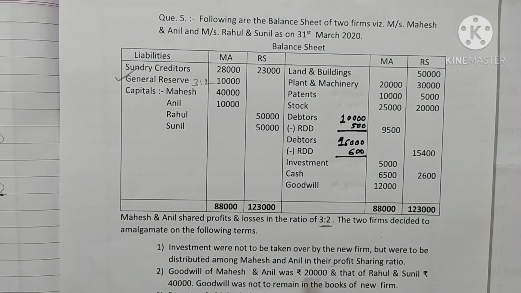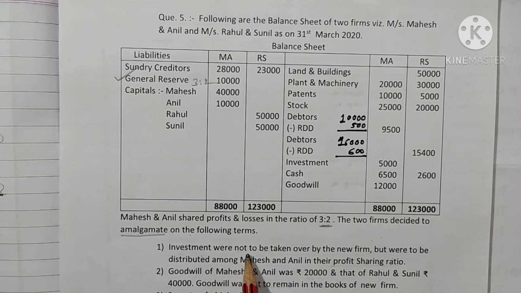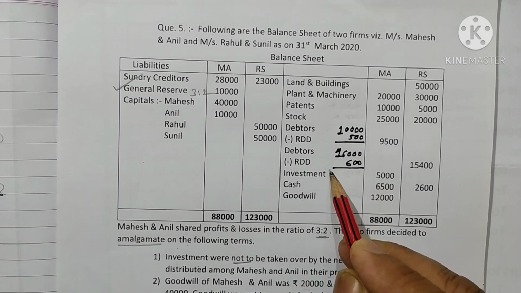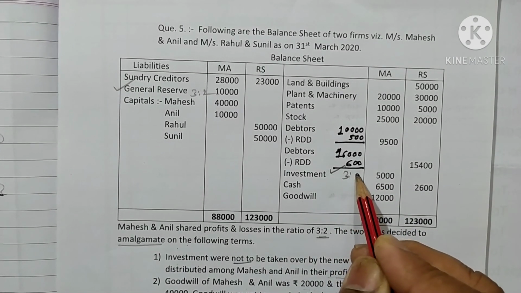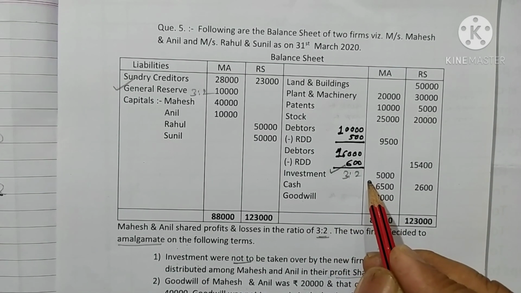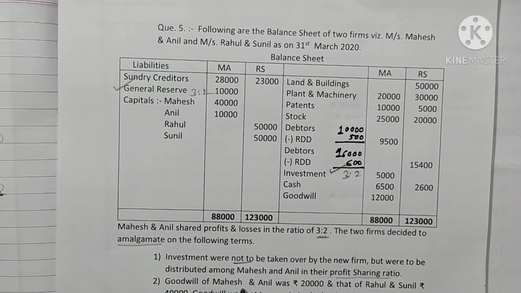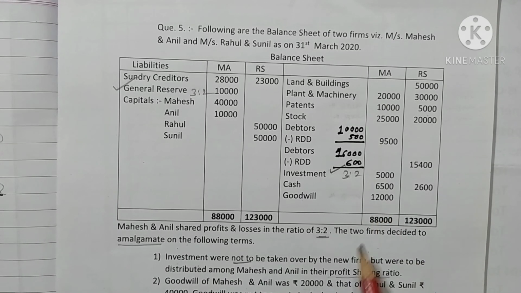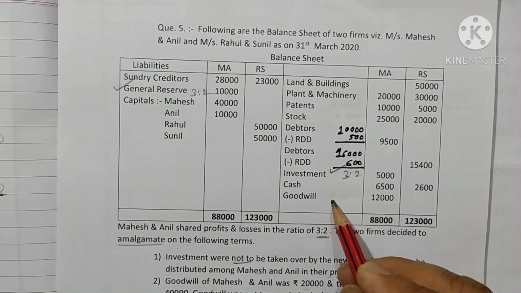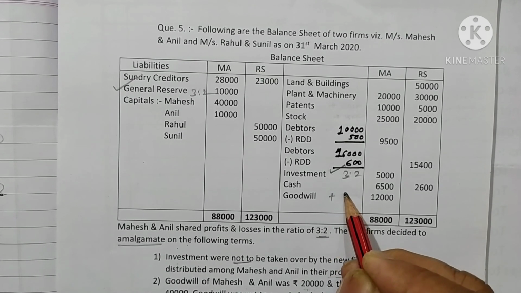The two firms decided to amalgamate on the following terms. Investments were not taken over by the new firm, but were to be distributed among Mahesh and Anil in their profit sharing ratio. Here investment of rupees 5,000 is to be distributed among the partners in the ratio of 3:2. Goodwill of Mahesh and Anil was valued at rupees 20,000. Here goodwill of Mahesh and Anil is rupees 12,000, valued at rupees 20,000. It means an increase of rupees 8,000.